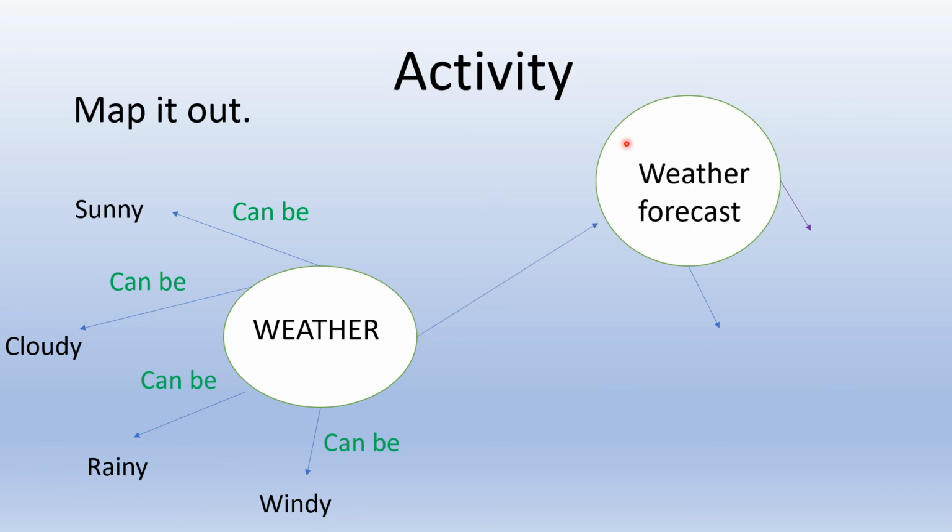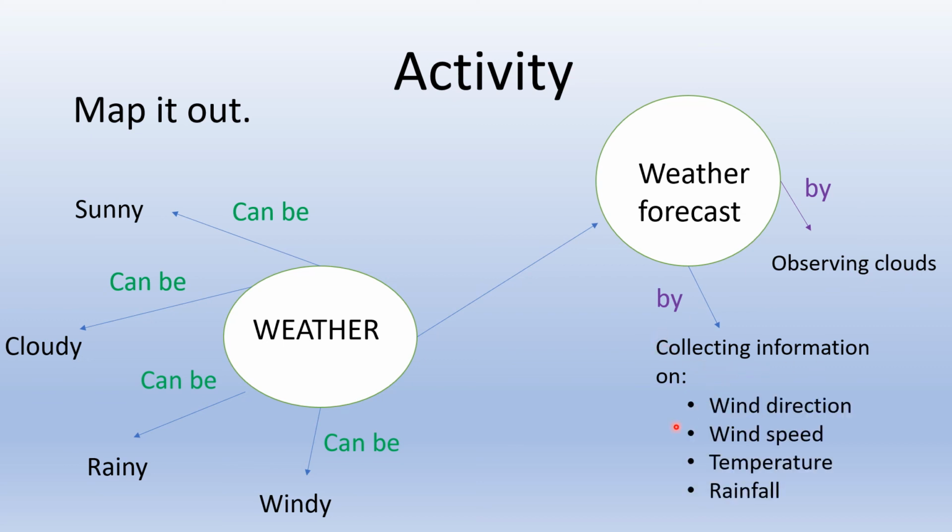We can tell the weather forecast by observing clouds or by collecting information on wind direction, wind speed, temperature, or rainfall. Remember kids, after a lesson, it's better to draw a mind map about it.